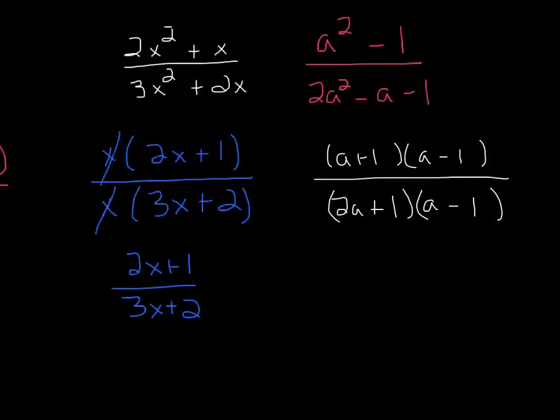Alright, and look at that. We now have the a minus 1 and a minus 1. Those cancel. So we are left with a plus 1 over 2a plus 1. And there is our final answer.